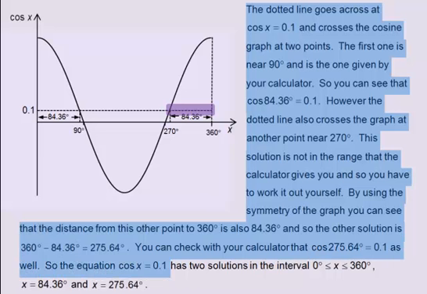So the equation cos of x equals 0.1 has two solutions in the interval x between 0 degrees and 360 degrees: x equals 84.36 degrees, and x equals 275.64 degrees.